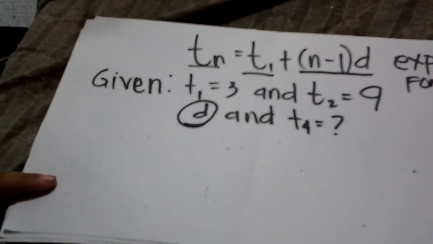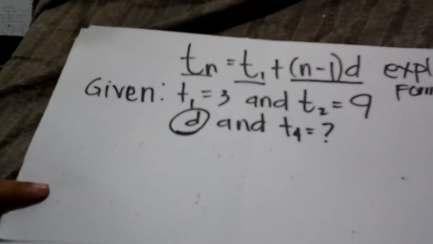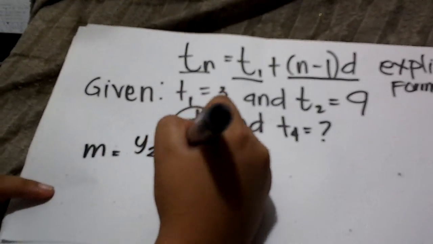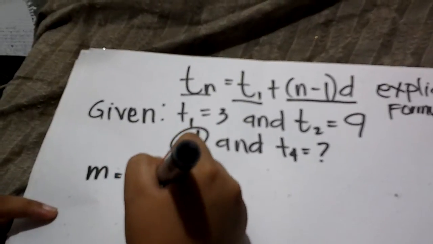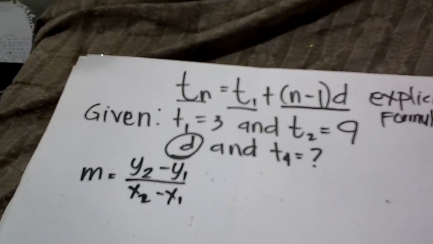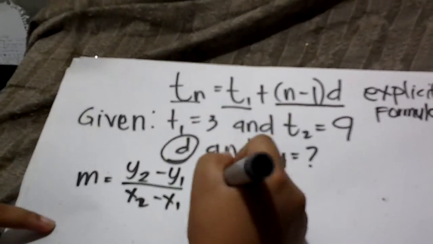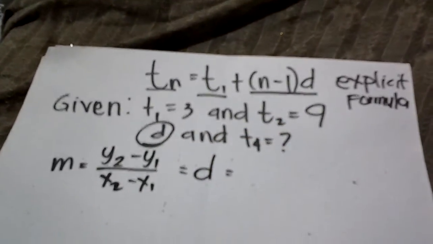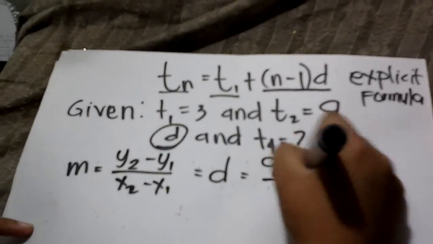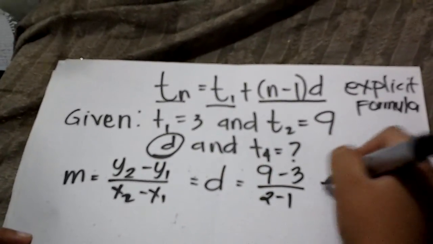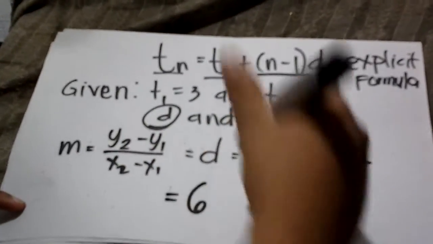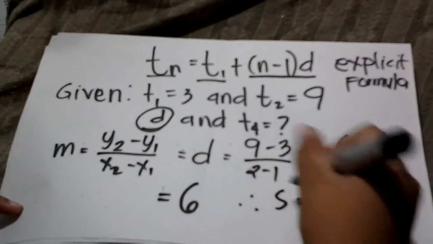Let's first find the common difference. To determine d, we could use the equation for the slope of a line, which is m is equal to y sub 2 minus y sub 1 over x sub 2 minus x sub 1. Applying this to find d, or the common difference, it will be 9 minus 3 over 2 minus 1, which is equal to 6 over 1, and the answer is 6. So therefore, the common difference is 6.